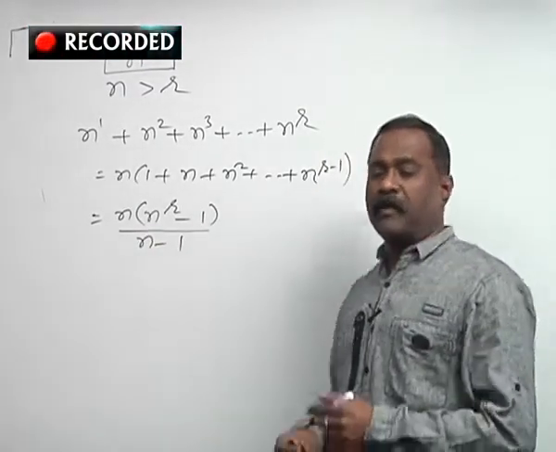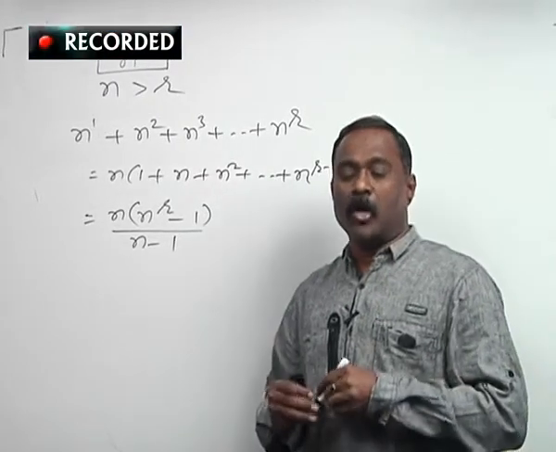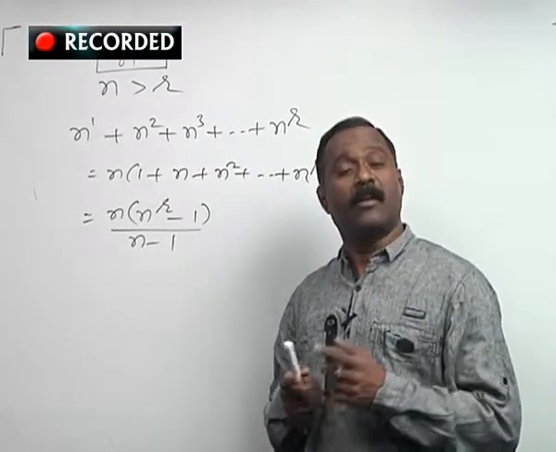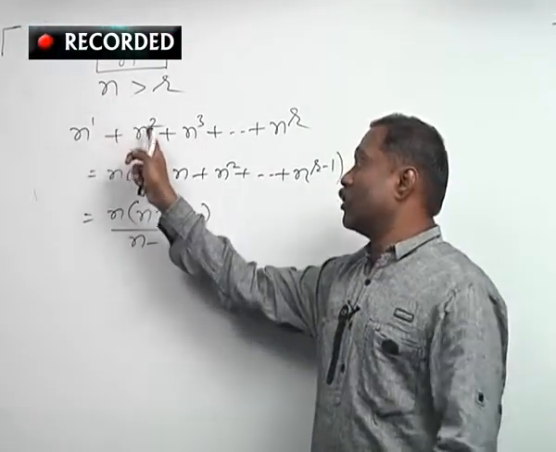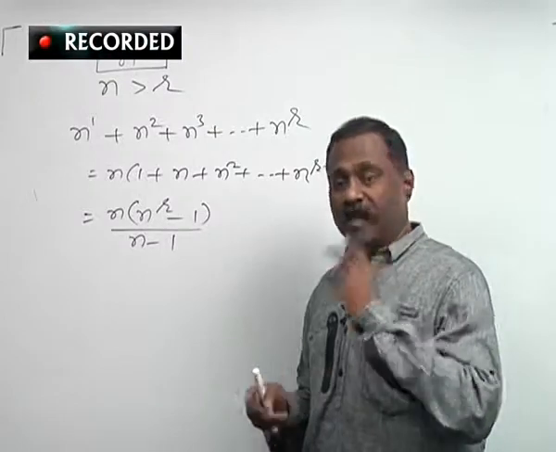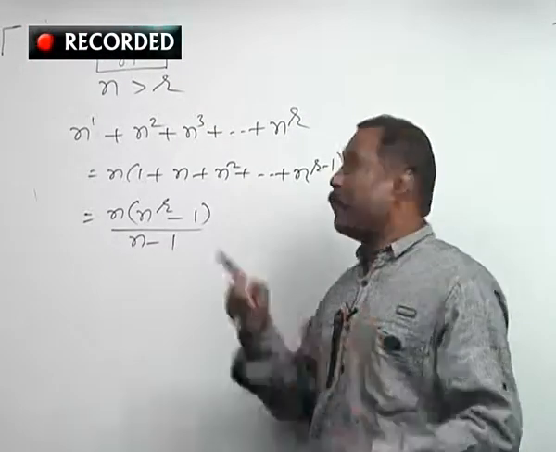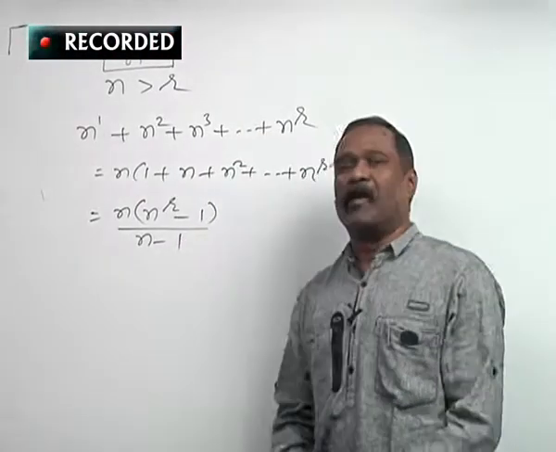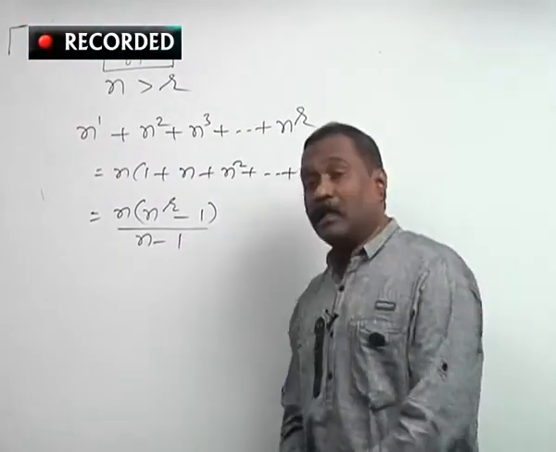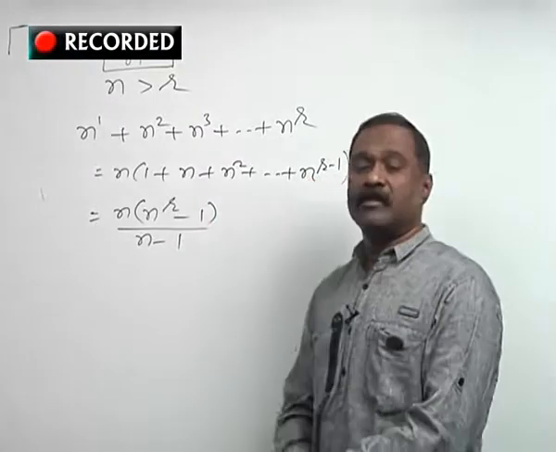So, the number of permutations of n dissimilar things taken not more than r at a time. What does it mean? Not more than r at a time means in this case we have taken only 1. In this case we have taken 2. In this case we have taken 3. In this case we have taken r, maximum of r. So, the sum of all these will give you n into n power r minus 1 upon n minus 1. This is sum to n terms of GP.